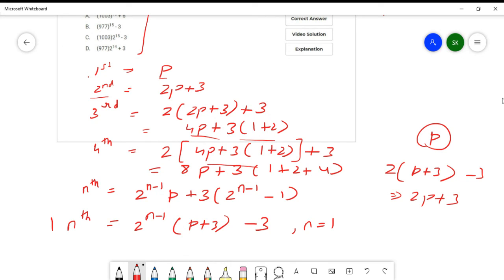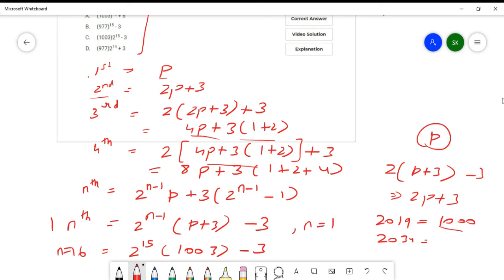Now let's come back to the question. The question is asking: if population in 2019 is 1000, then what will be the population in 2034? It means after 16 years. So what will be the value of n? Value of n will be 16. So put n equal to 16. It will be 2 raised to the power 16 minus 1, which is 15, into (P plus 3). P is how much? P is 1000. So it is 2 raised to the power 15 into 1003, minus 3. This is our final answer. Hence option C is the correct one.